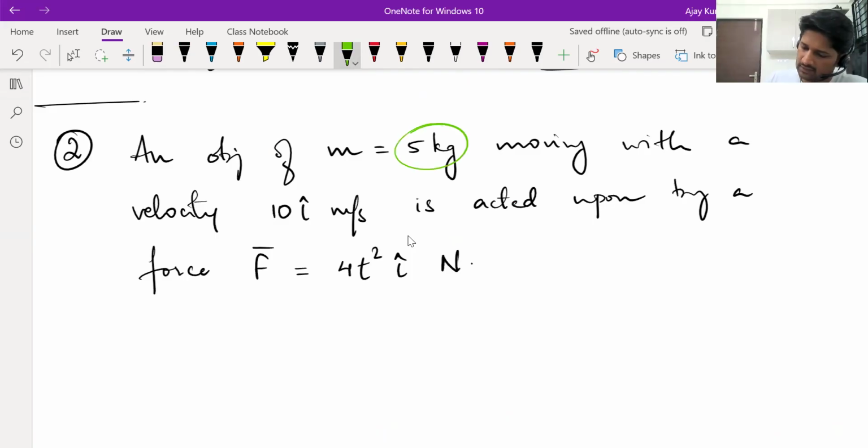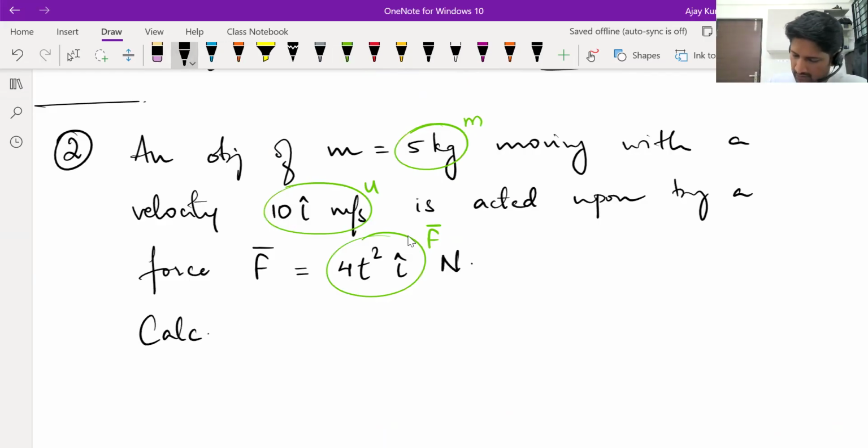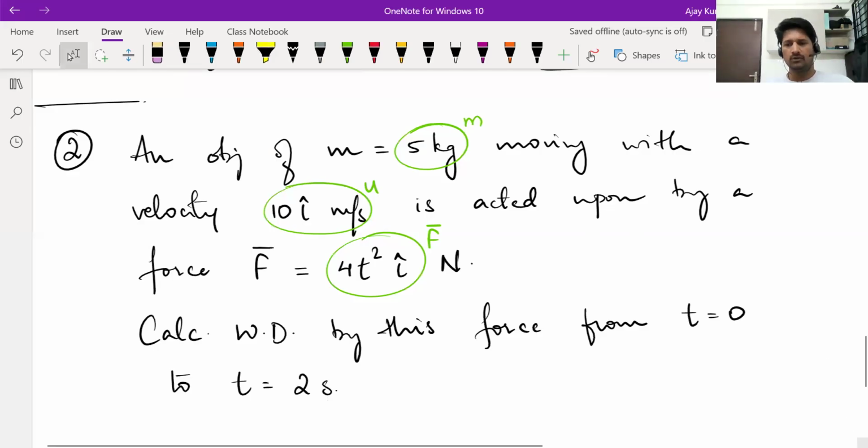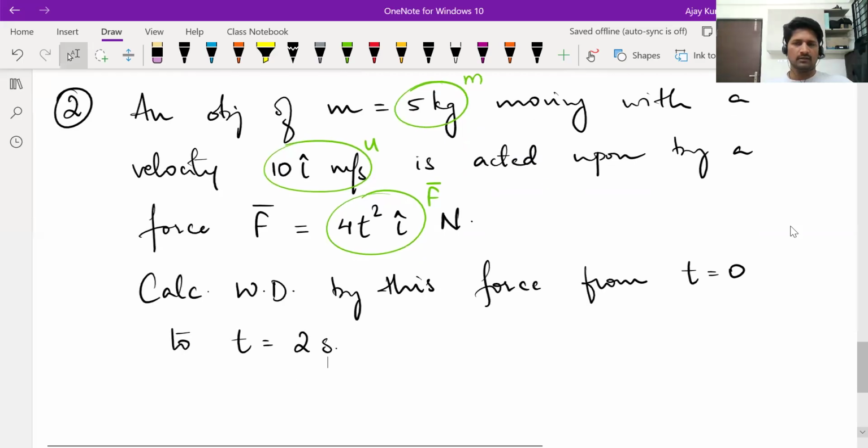So the mass is given, the initial velocity is given, and the force acting on the object is given. Since there's only one force, that itself is the net force. The question is to calculate work done by this force from t is equal to 0 to, let's take 2 seconds. So in the first 2 seconds, 0 to 2 seconds, how much work does this force do is the question. Think carefully and try to solve.